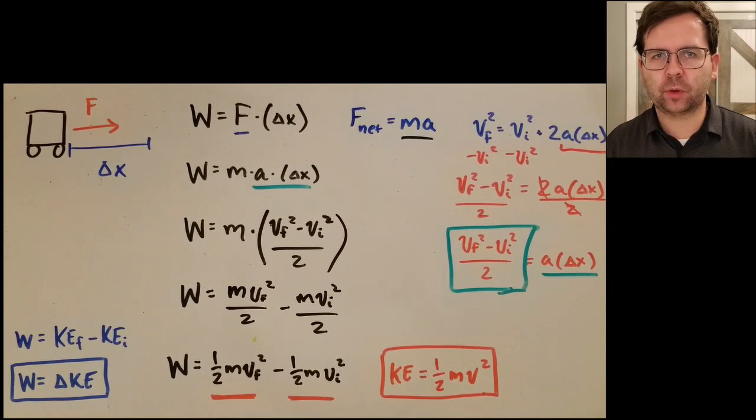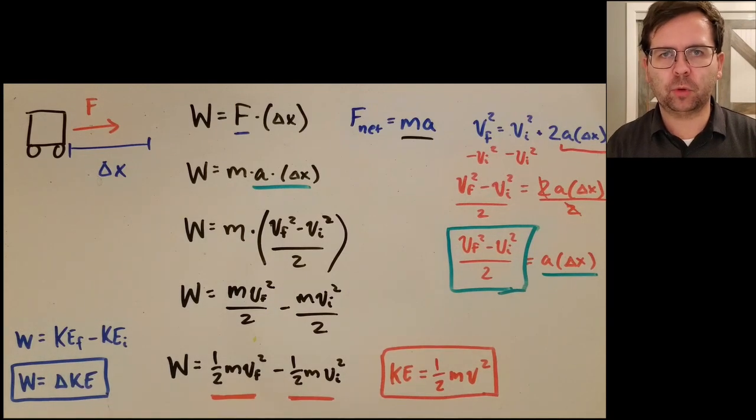So this is how you can quantify the energy of a moving object with this quantity right here, 1/2 times mass times velocity squared. That is the kinetic energy of an object.